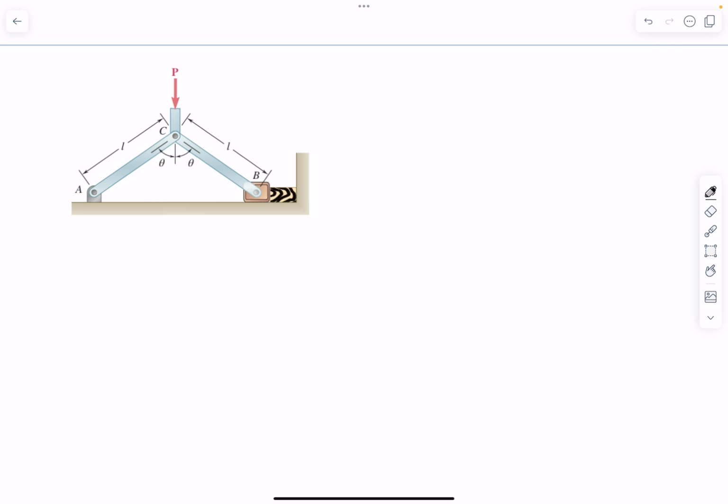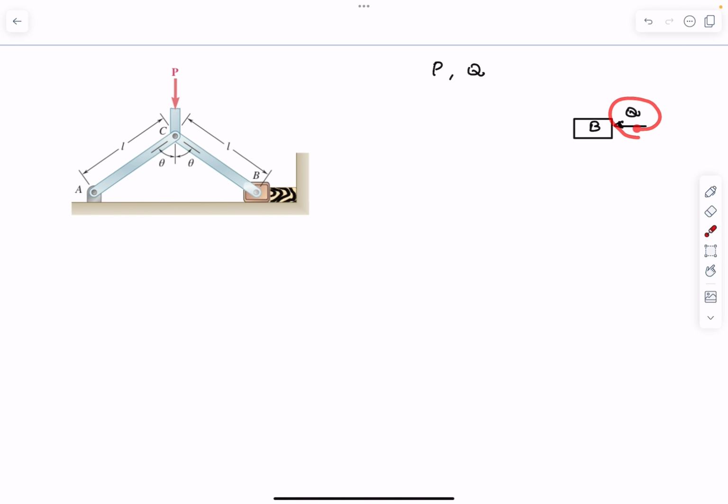This is the first situation that we are going to be solving. In this question we have an external point load P acting over here. You need to find a relation between P and Q, where Q is the reaction force on this block B by this wooden piece over here. If this is the block B, the force Q is going to act in this direction.